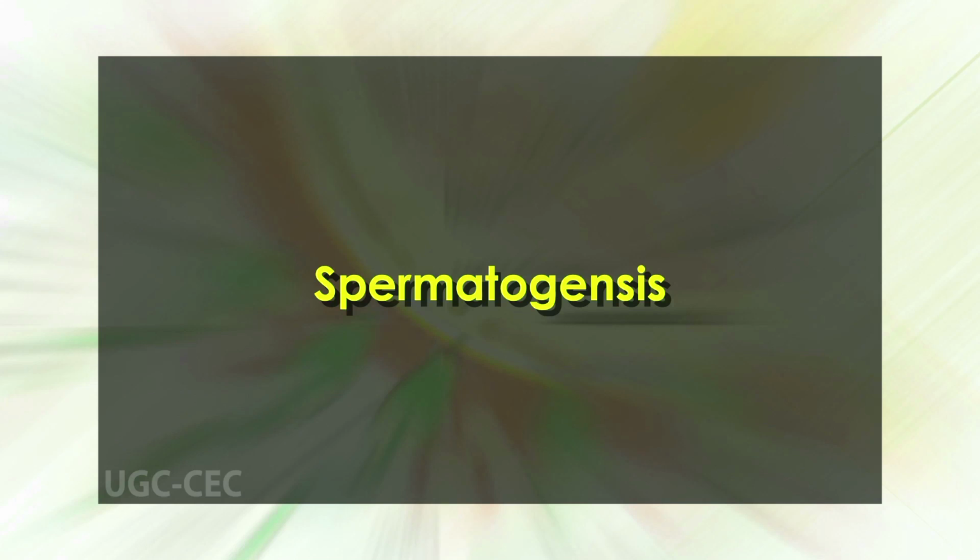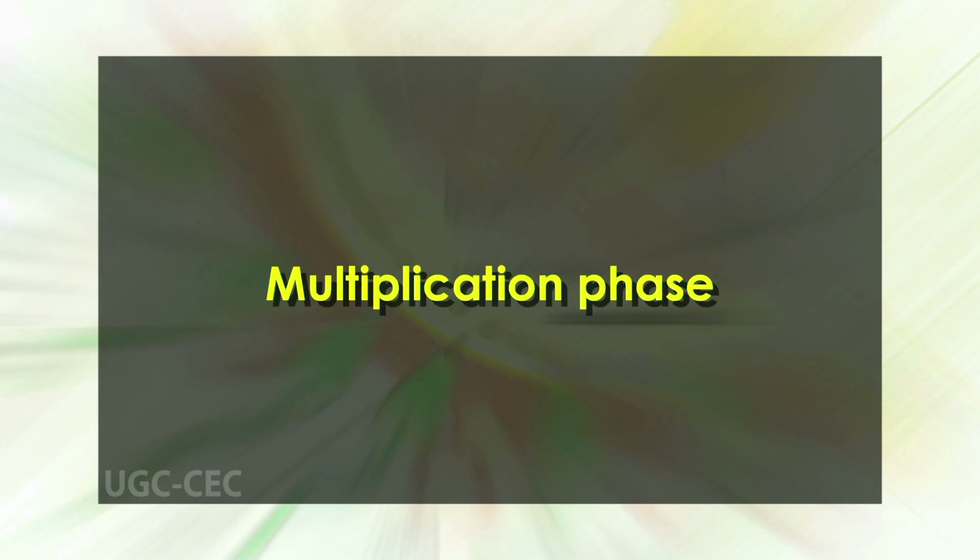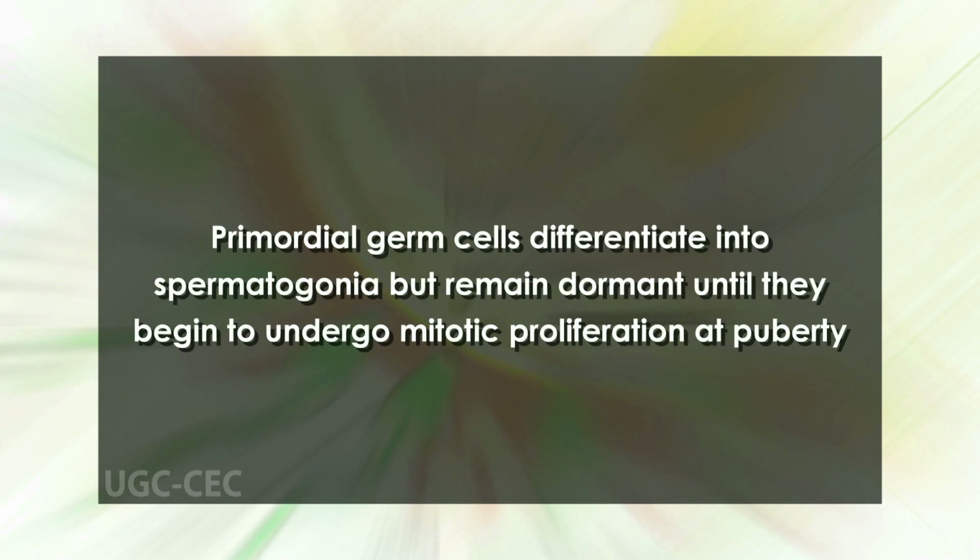Let's discuss first spermatogenesis. This process has been divided into 3 phases: multiplication phase, growth phase, and maturation phase. First, let's discuss the multiplication phase of spermatozoa. The primordial germ cells differentiate into spermatogonia but remain dormant until they begin to undergo mitotic proliferation at puberty. Spermatogonia contain the diploid chromosome number.